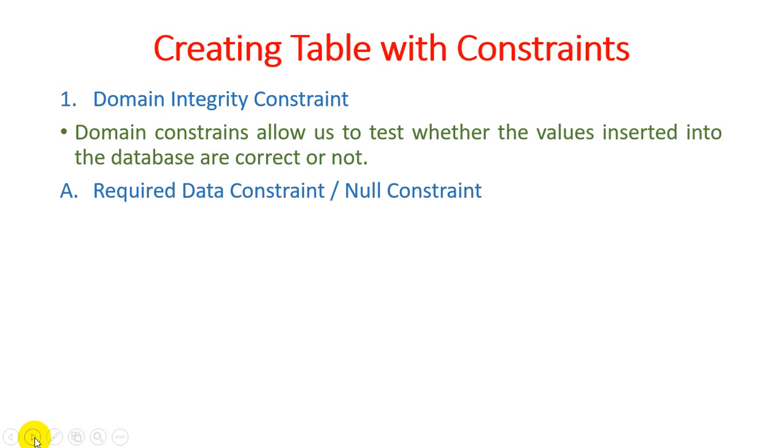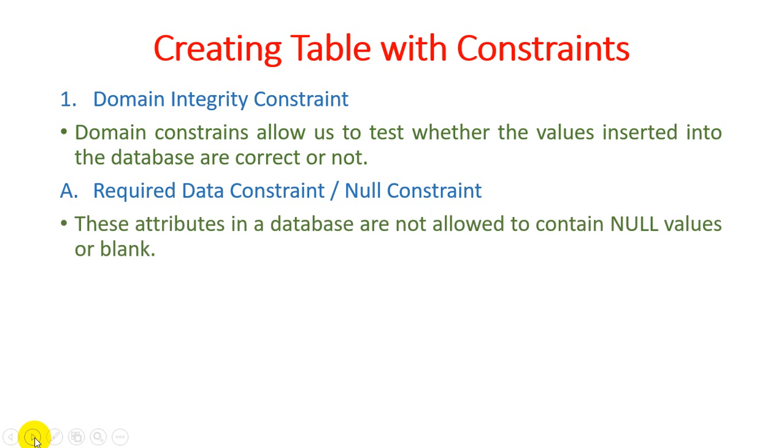In this domain integrity constraint, we will discuss three different things. First one, required data constraint or null constraint. This attribute in a database is not allowed to contain a null value or a blank value.